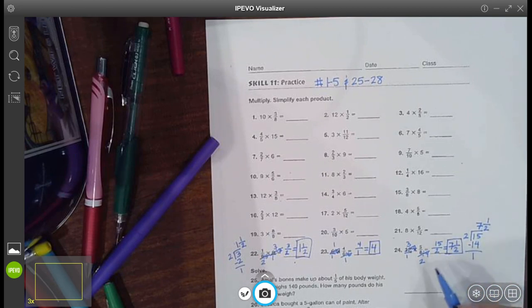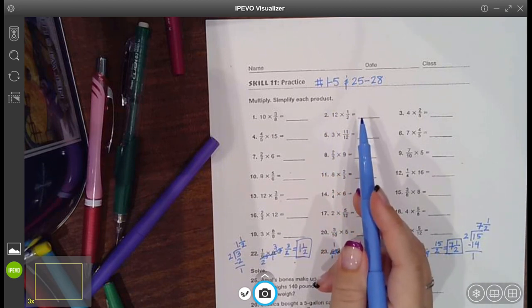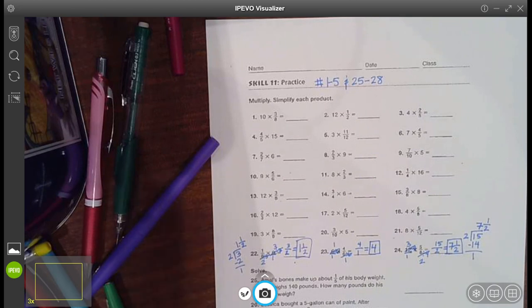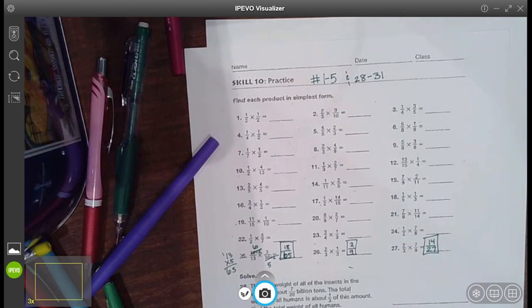Okay, so please make sure that you show your work by what you're cross-canceling. If you can reduce, show me what you reduced by, or if you're changing an improper to a mixed number, show me how you got that. All right. Don't forget, you're not doing the whole thing. You're only doing 1 through 5 and 25 through 28 on this one. And 1 through 5 and 28 through 31 on that one.